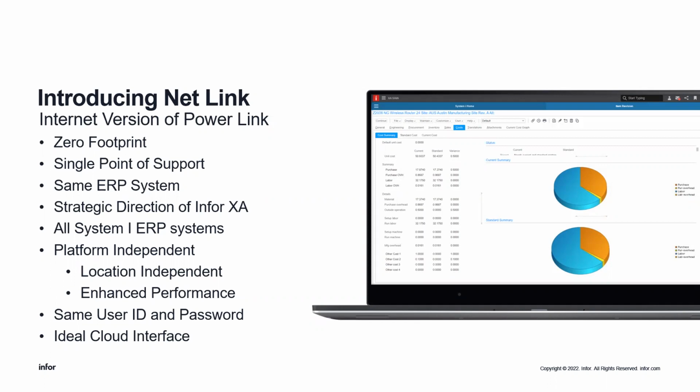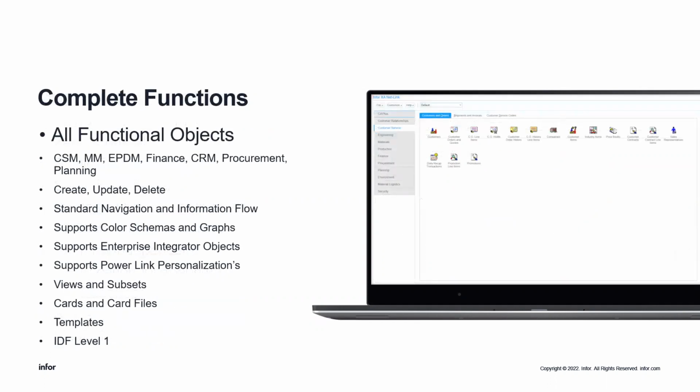It's the same user ID and password as you're logging in. So if you log into the green screen with the user ID and password, that's the same one for PowerLink, and that's the same one for NetLink. It's all the same system. This evolution and development that we've done in an internet-based PowerLink essentially allows it to be the ideal cloud interface.